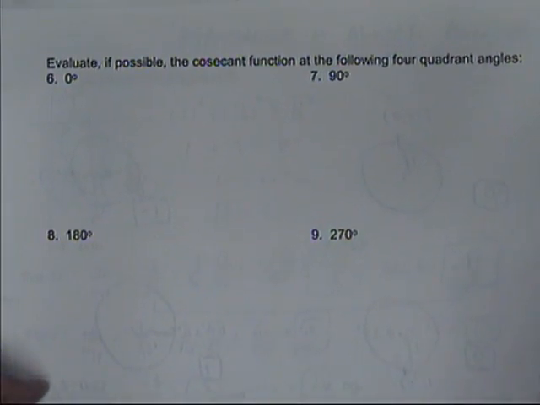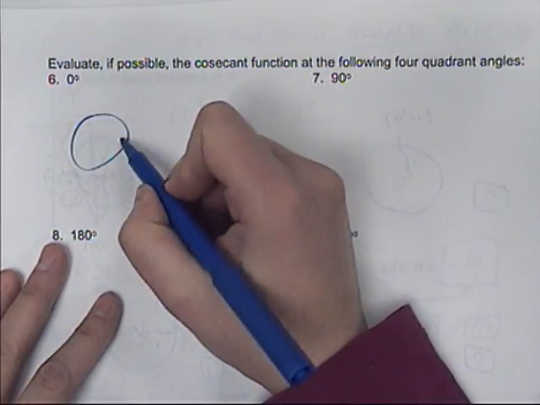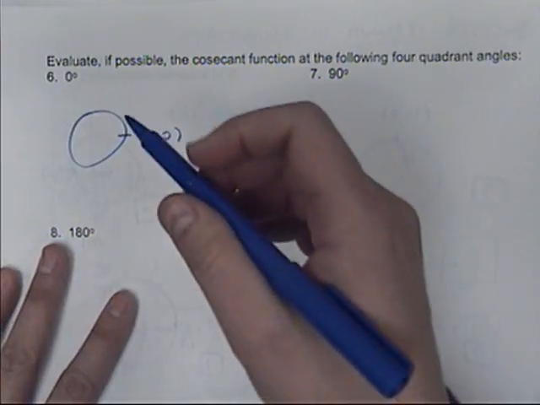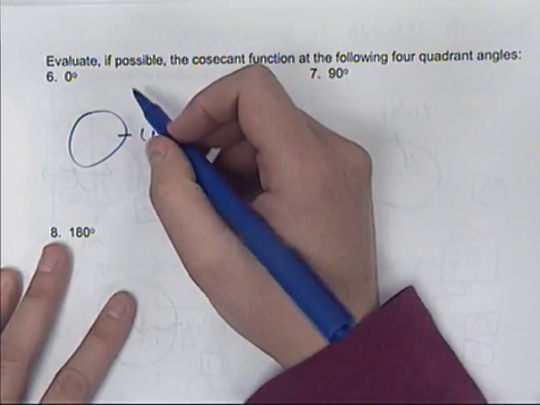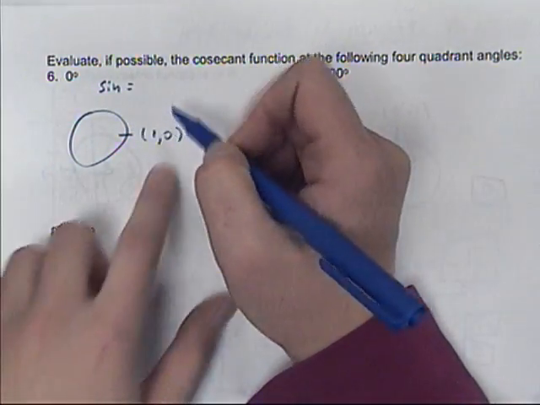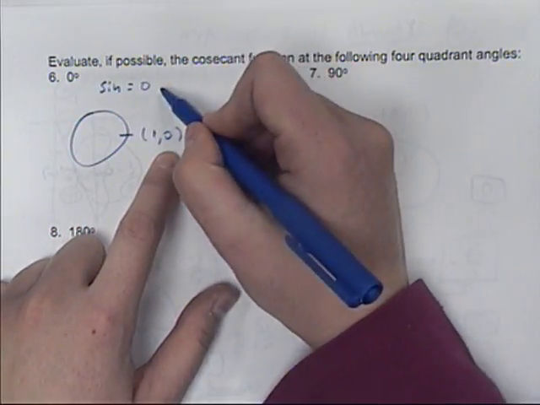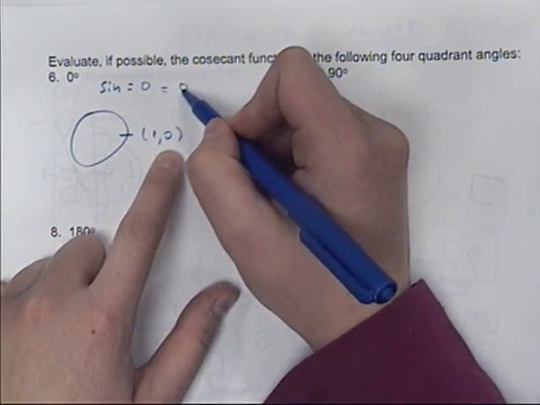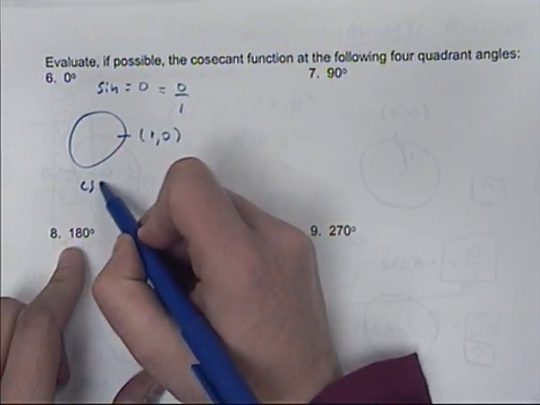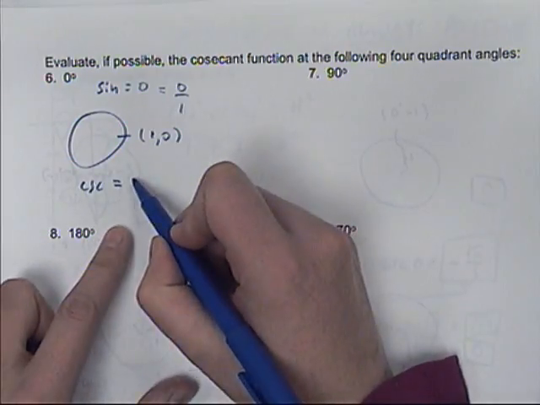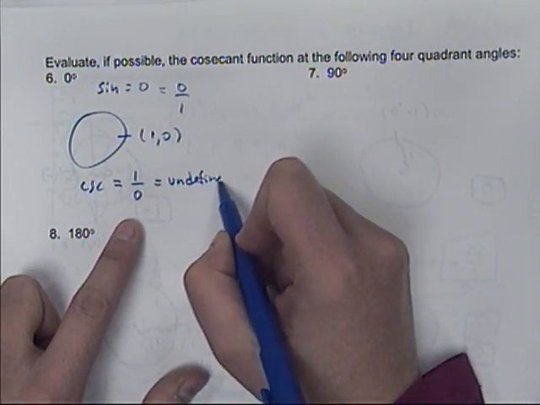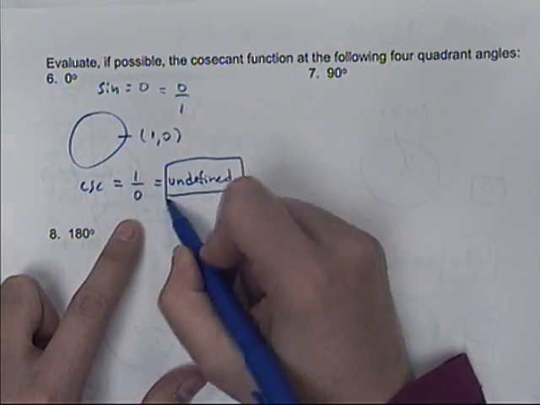Now cosecant is a little different. If we take that same diagram that I drew for 0 degrees, the cosecant is a reciprocal of sine. Sine here is your y value, so if sine is 0, I can also call it 0 over 1, because any fraction I can always divide by 1. Now, to find cosecant, I can reciprocate that, so that would be 1 over 0. And you can't divide by 0, so cosecant at this position is undefined.